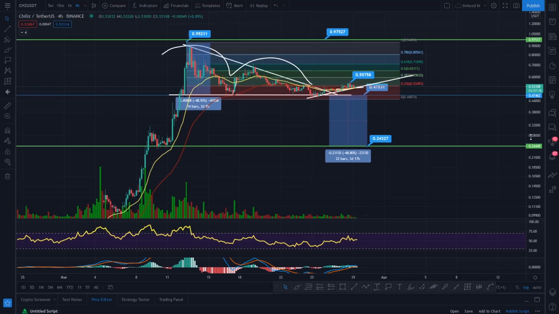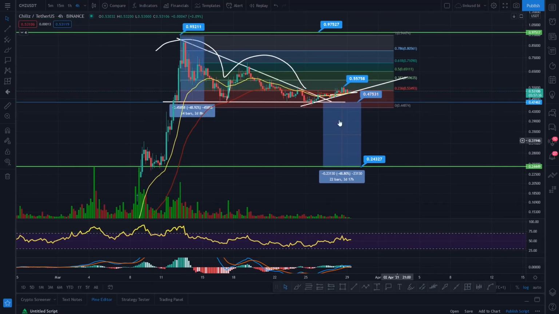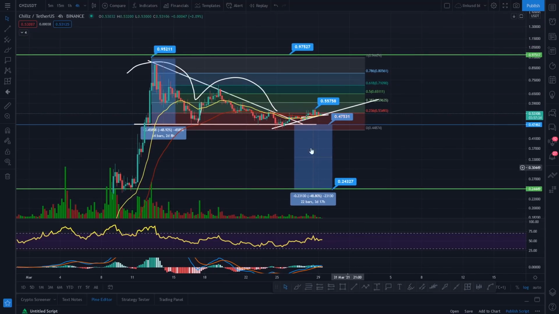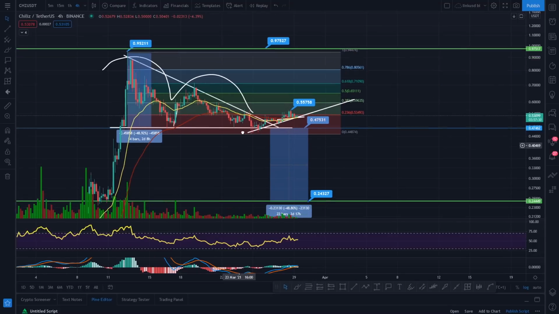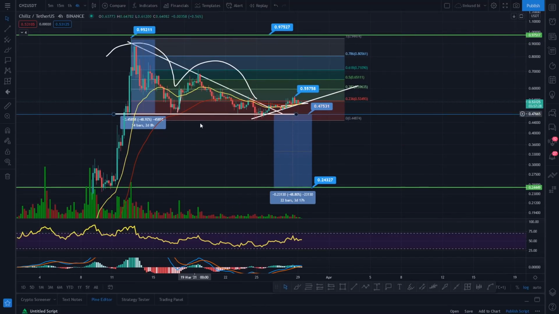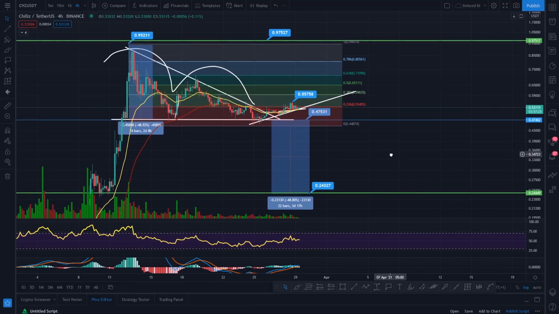So I'm just trying to keep you aware. Hopefully this bearish scenario does not play out, but that is a key level of support if it was to break down. You would potentially be looking at that if CHILIZ was to lose this support base. That's effectively what I'm saying. So I hope that helps keep you aware of what's going on.